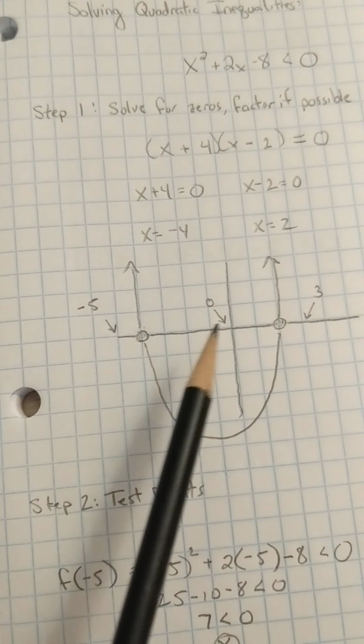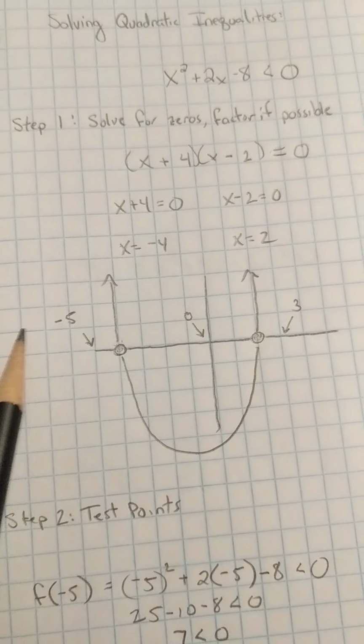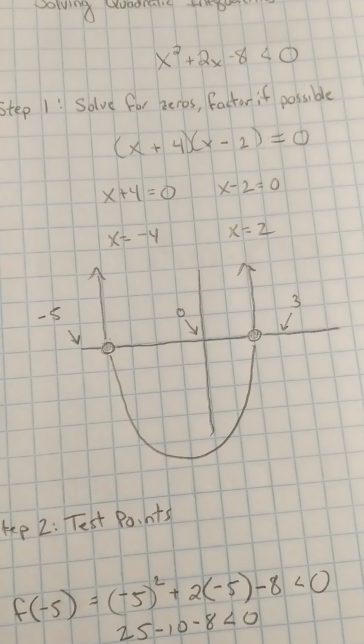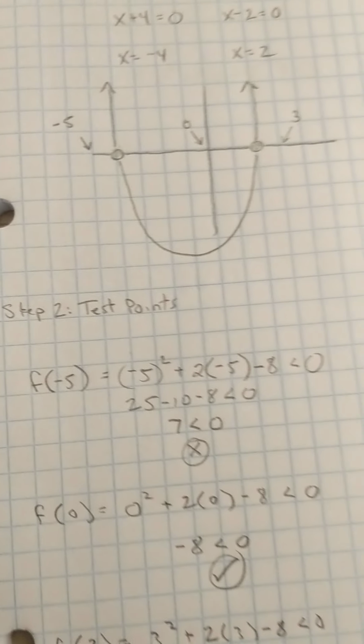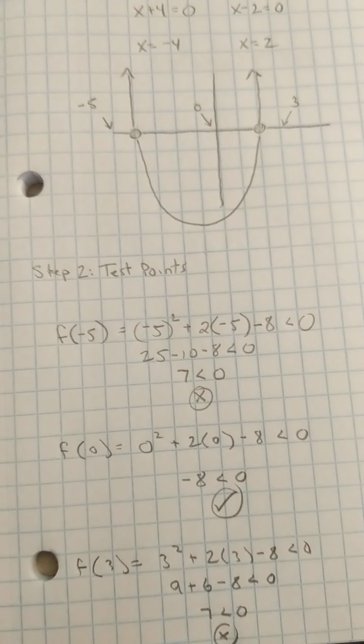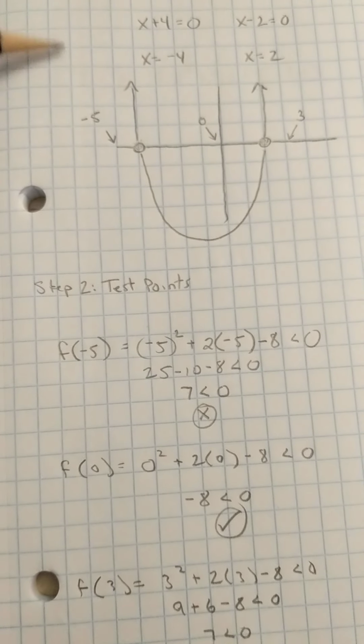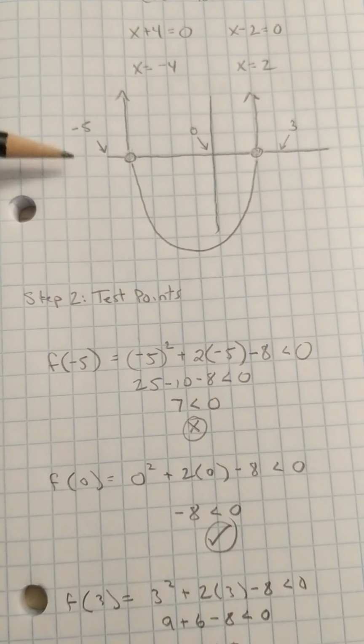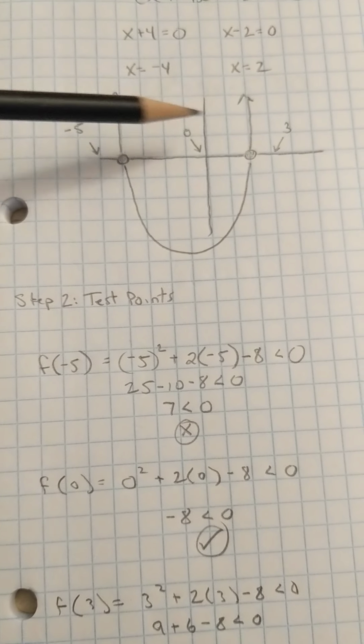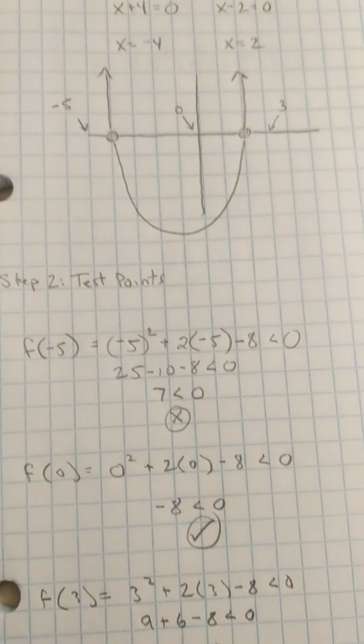So I picked 3 distinct points that are definitely on the outside and on the inside of the parabola, and I'm going to test those points. The first thing I did is I plugged in negative 5, and I found that it did not make a true statement, so then the shading won't be out here, which now you can probably jump to the conclusion that it has to be in here, but let's keep going.